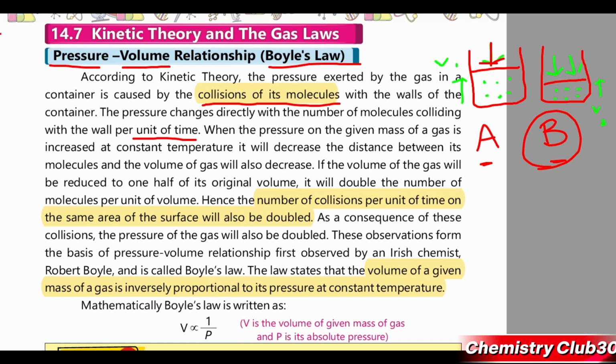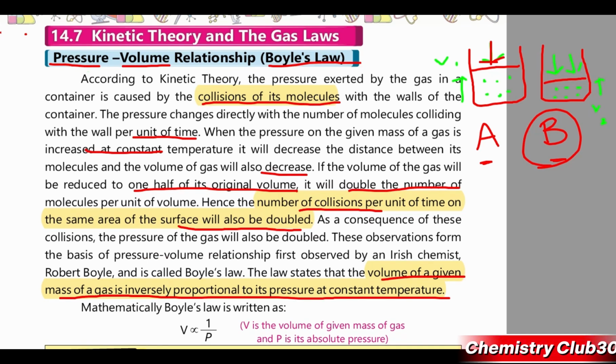So when the pressure on the given mass of a gas is increased at constant temperature, it will decrease the distance between its molecules, and volume of gas will also decrease. If volume of gas is reduced to one half of its original volume, it will double the number of collisions per unit volume. Hence, the number of collisions per unit of time in the same area of the surface will be doubled. As a consequence of this collision, pressure of gas will be doubled. These observations form the basis of pressure-volume relationship first observed by Robert Boyle.